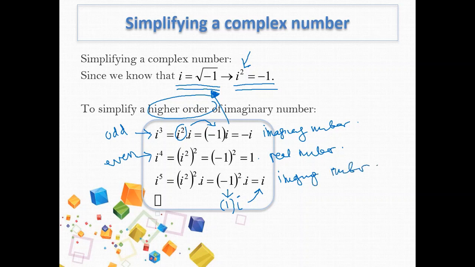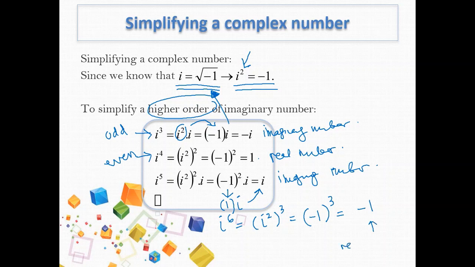Let us see the last example, which is i to the power of 6, which is to the power of an even number. You can simplify this to i squared to the power of 3. So this is equivalent to, what is i squared? i squared is -1. -1 to the power of 3 is -1.